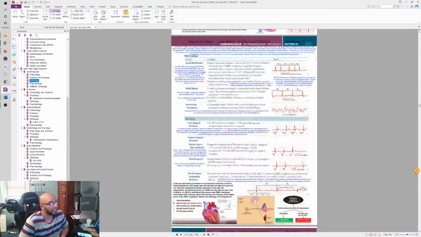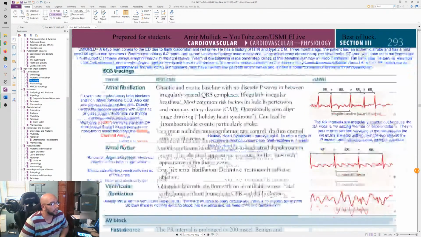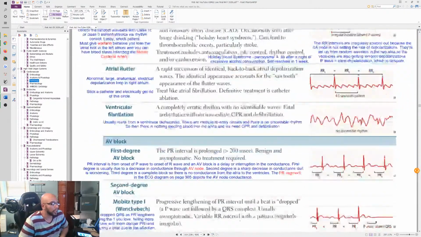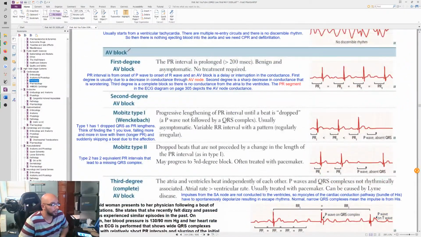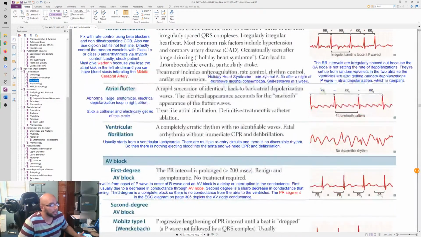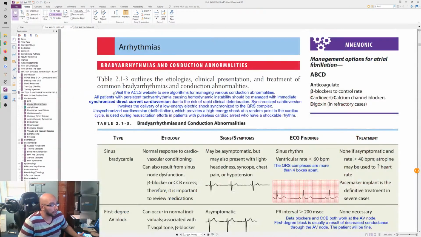They had all their ECG tracings, as they called it. They had the rhythm issues of atrial fibrillation, atrial flutter, and ventricular fibrillation. And then they had the AV block issues: first degree, second degree, type 1 and 2, and then third degree. They showed you some fake ECG drawings depicting what it'll look like on an ECG if a patient has any of these issues. So this is just touching the top, really. There's a lot more than that.